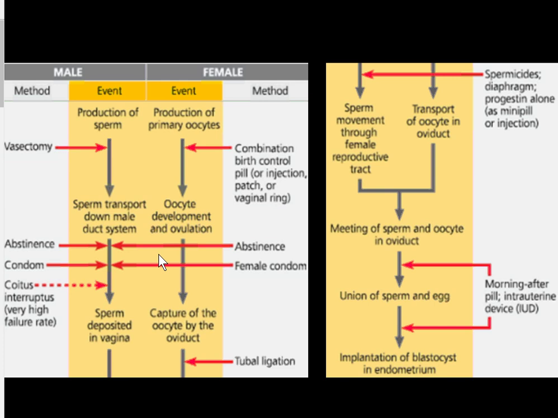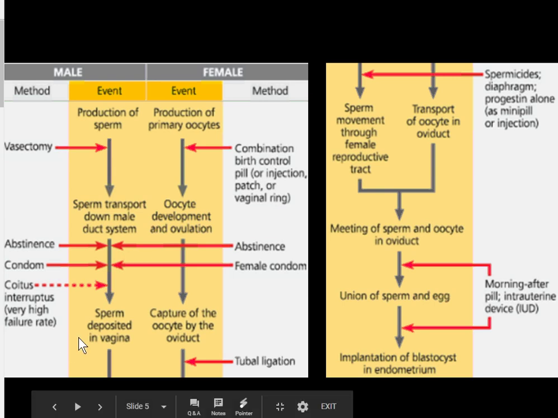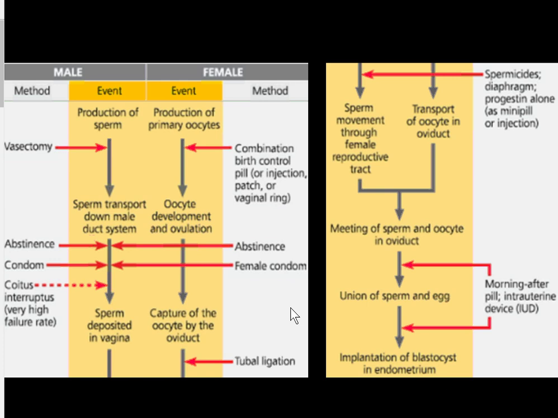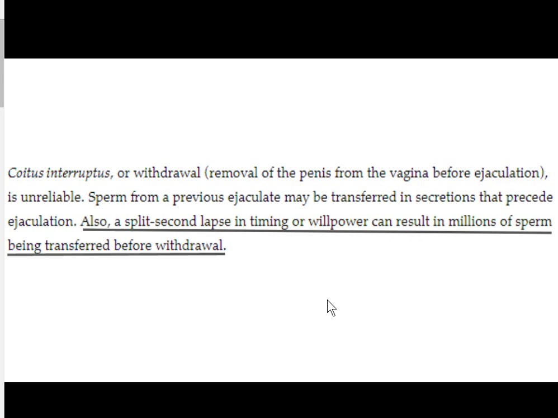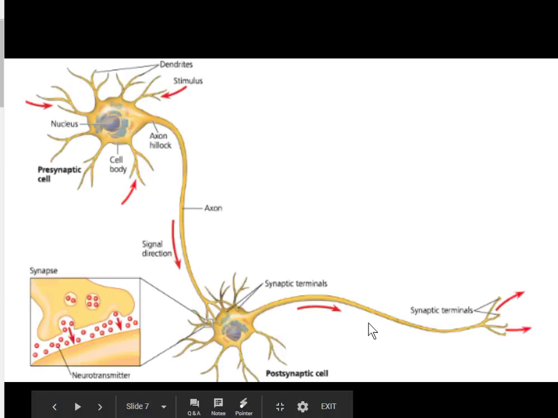As far as prevention of fertilization, I'm just going to point this out. Very high failure rate on the old coitus interruptus. This is the first part. This is the second part, which leads me to probably my favorite sentence in the book. Also, a split-second lapse in timing or willpower can result in millions of sperm being transferred before withdrawal. Pull-out game not strong. Moving on to a nervous cell, neuron.